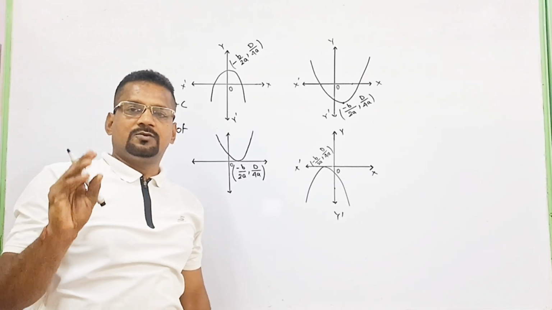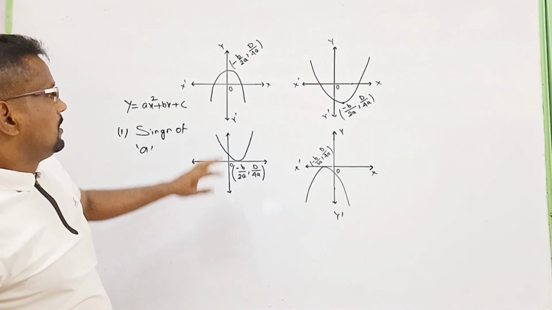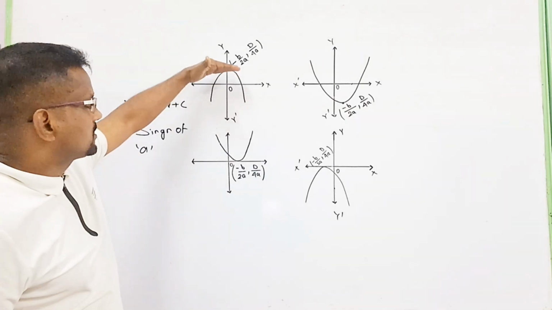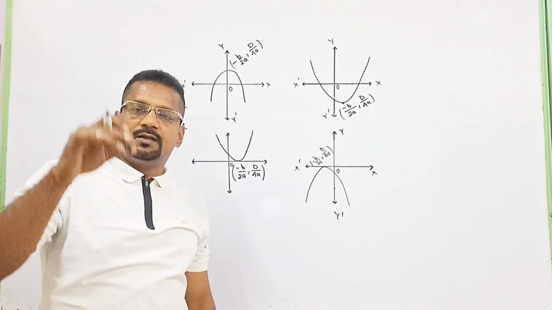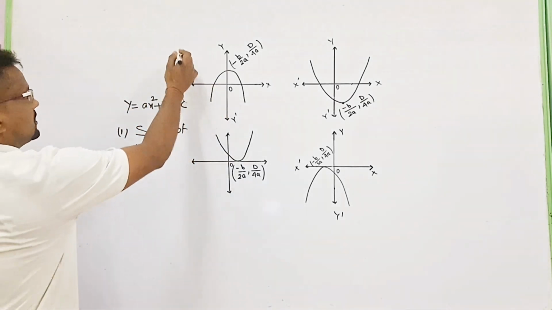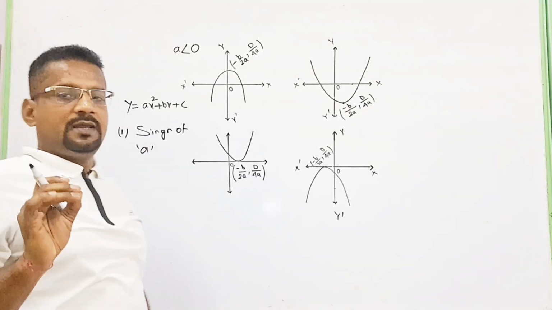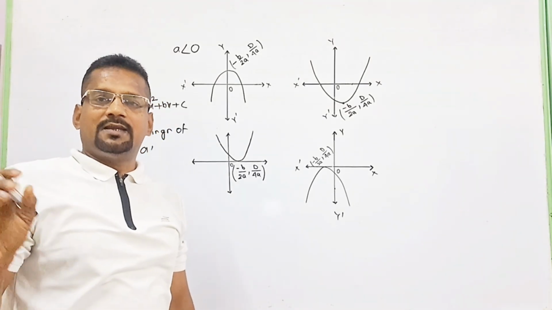For this, students can remember only one technique. See here, this graph is opening downwards towards the negative y-axis. If the graph is opening downwards, A is negative. So in this case, A is less than 0. The sign of A can be identified very easily.